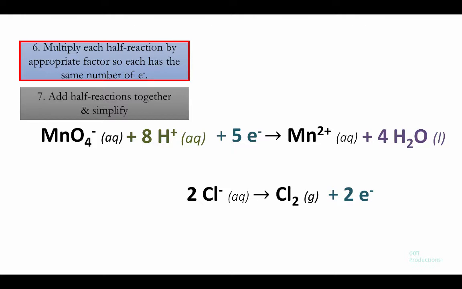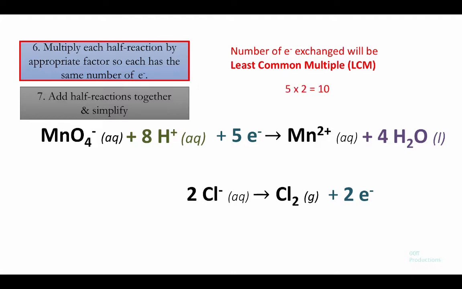Now, how can we do that? You can see there are different numbers of electrons here. So what we're going to do is look for the least common multiple. And the least common multiple here is 10. 5 times 2 is 10. And so we're going to take each half reaction and multiply it by an appropriate factor so it ends up with the least common multiple for the number of electrons.